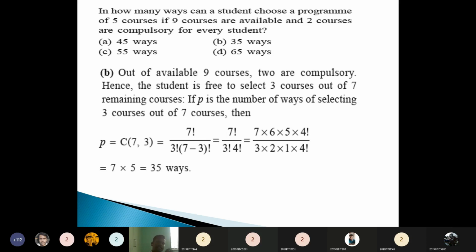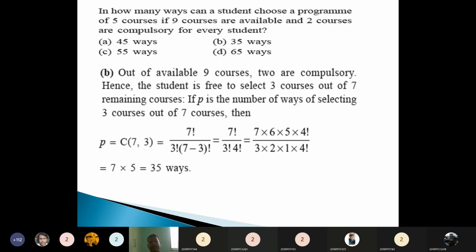So that is 7C3 ways. I mean the combination concept: 7C3, otherwise C of 7, 3, different ways you can choose the courses. That is 7 factorial divided by 3 factorial into 7 minus 3 factorial. The formula for combination nCr, otherwise C of 7 comma 3, is n factorial divided by r factorial into n minus r factorial. Using that formula and simplifying, you will get 35 ways.